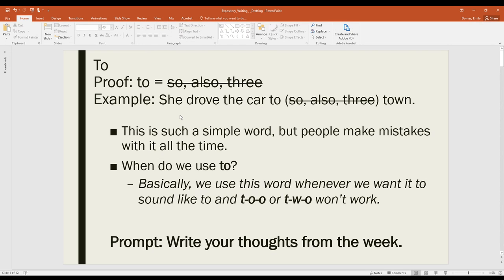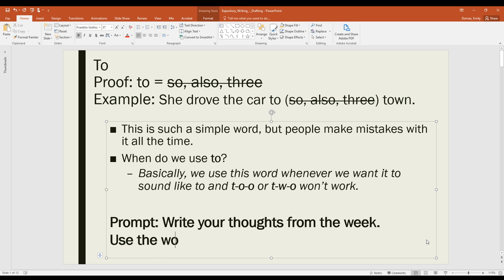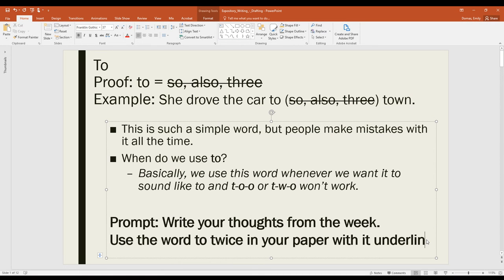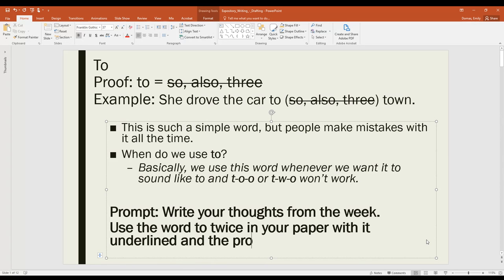Today, your prompt is simply: write your thoughts from the week, something that you want to talk about, write about, share out. Make sure you use the form of the word "to" twice. Okay, so let me write that in there real quick while we're here, with it underlined and the proof. A little added in there for us.